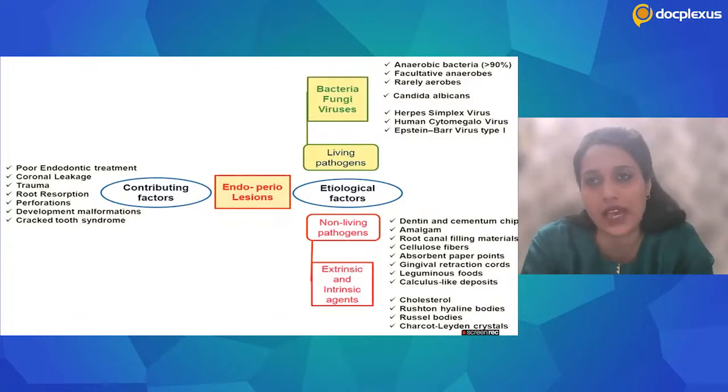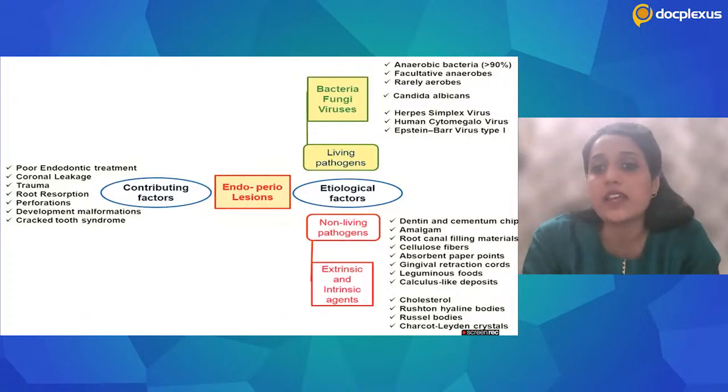Definitely we know there are living pathogens and non-living pathogens. Living pathogens include bacteria, fungi, and viruses which are responsible for causing these lesions, and there are too many common bacteria and too many common microflora present in periodontal and pulpal tissue. Now there are non-living pathogens as well, and there are some extrinsic and intrinsic agents.